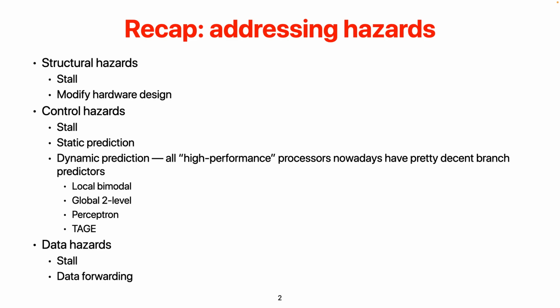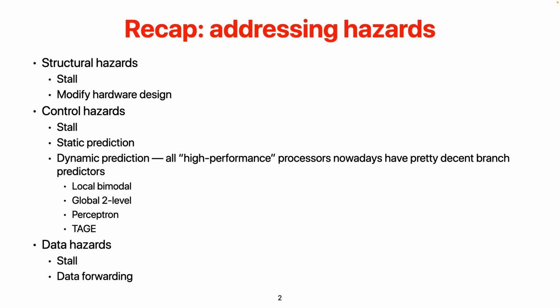For control hazard, we talked about how stalling can address the issue, but it simply solves the issue and doesn't make your performance better. To make the performance better, we said that branch prediction is probably the solution. In terms of branch prediction, we talked about dynamic prediction mechanisms: the local bimodal, the global 2-level, and also perceptron. There are also 2 types of hybrid predictor, and we also talked about the tournament predictor. So we actually talked about 5 different branch predictors.